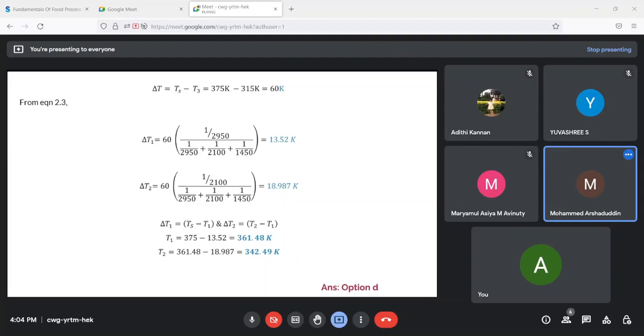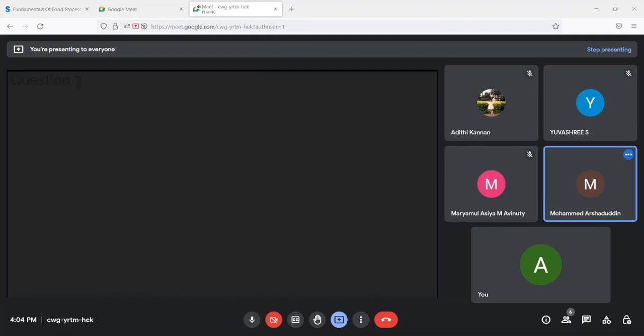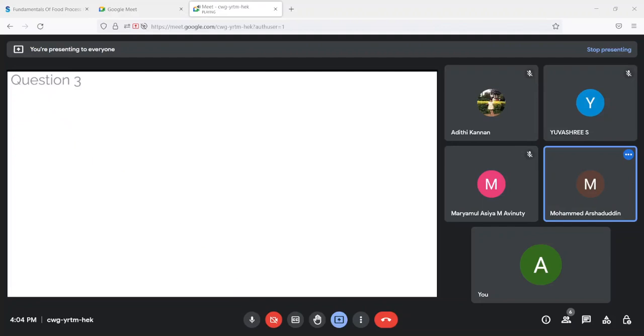So with the temperature in the last effect, the inlet temperature and the overall heat transfer coefficients, it is possible to calculate the temperature in each of the effects. Moving on to question 3.